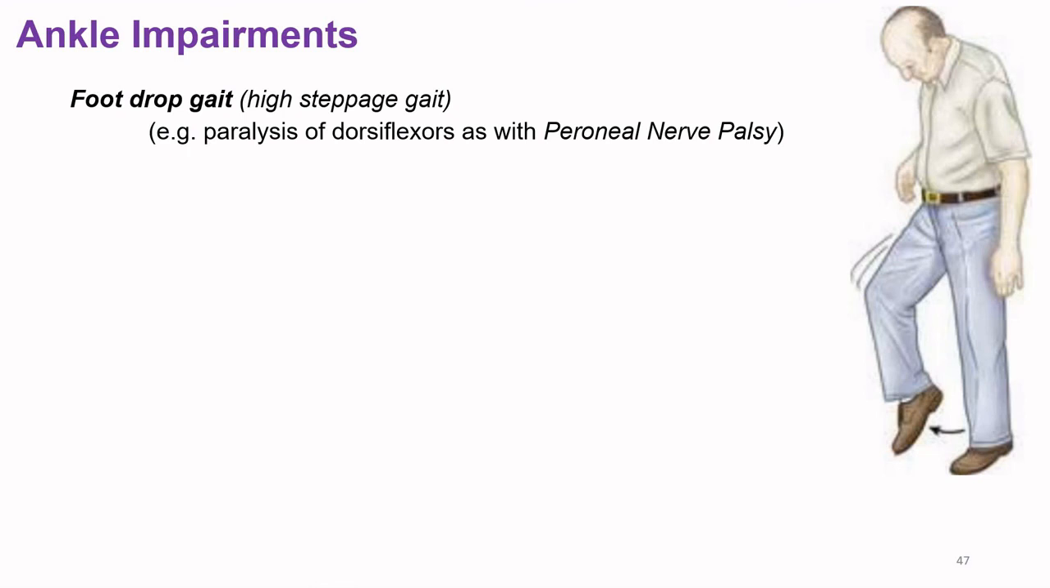Continuing our look at impairments focal to the ankle, next we have foot drop gait or high steppage gait. This gait is associated with peripheral neuropathy or paralysis of the dorsiflexors. Paralysis of the dorsiflexors is seen with peroneal nerve palsy. Again, you should find a link to a video demonstrating a foot drop gait in your note-taking Word document.